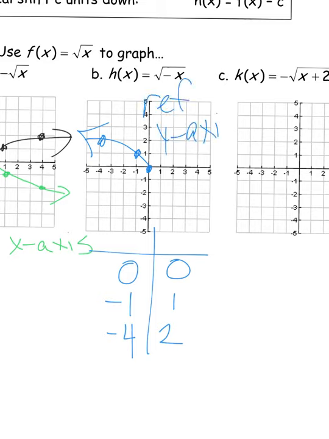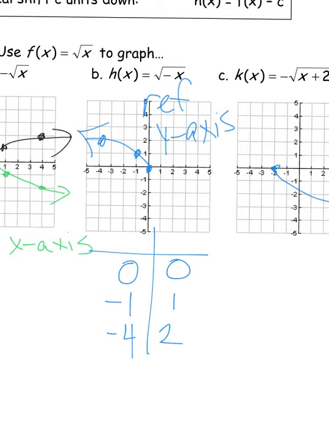Now if we look at the next one, what we have is x plus 2, which is a shift to the left, and this would be our axis of reflection. Then the negative on the outside again reflects down, so we'd end up with a graph that looks like this. That will make more sense as we move forward.